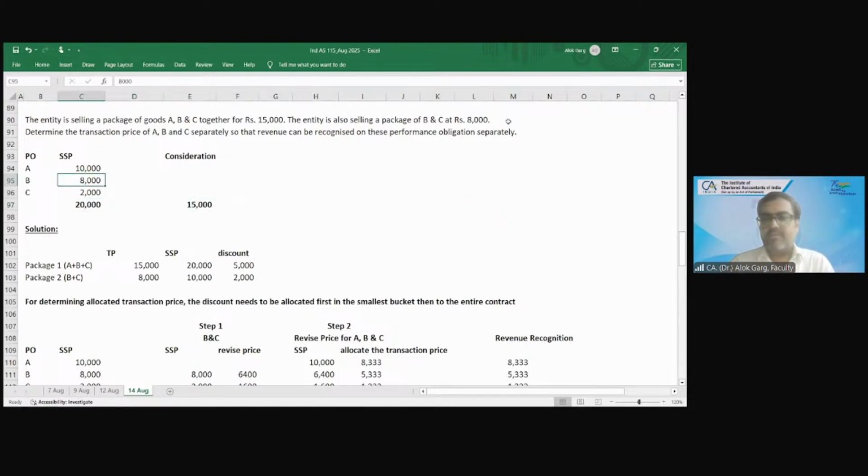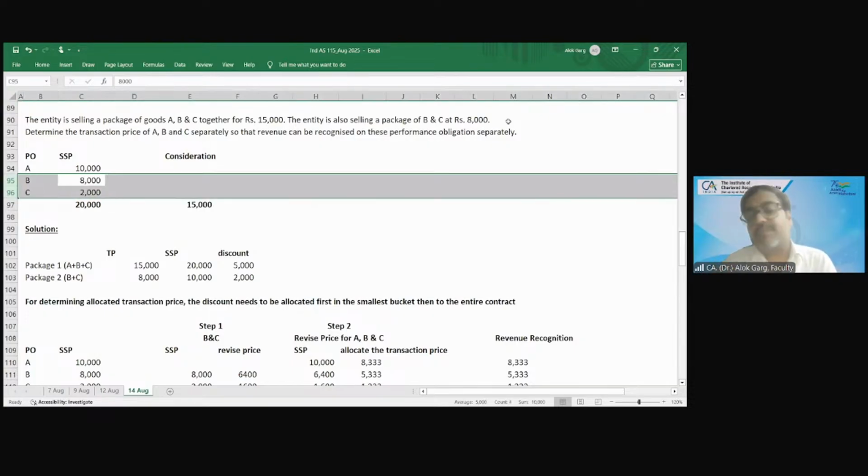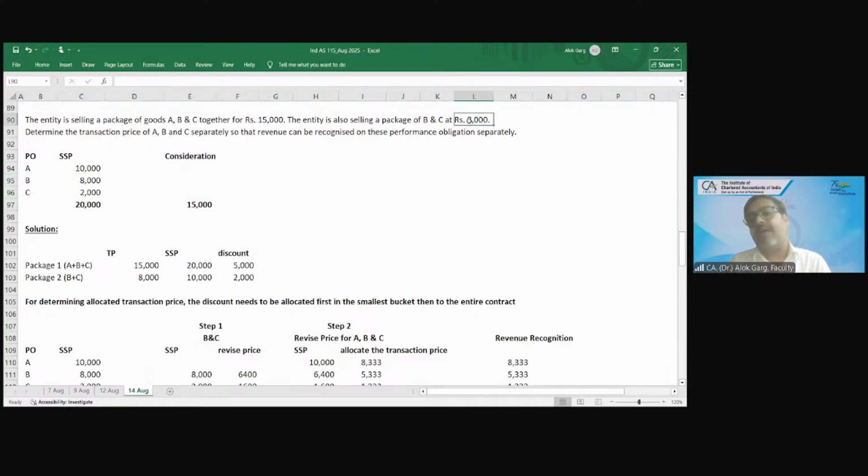It is 10,000. 8 plus 2, 10,000. So this is the smallest package. This 10,000 of goods are sold at 8,000. What does it mean? It means there is a 2,000 rupees discount inbuilt in the smallest package also.